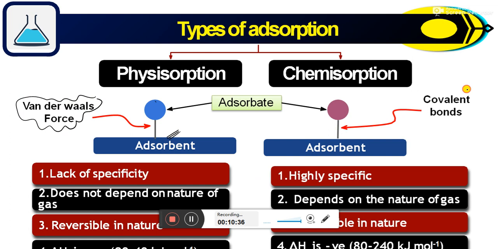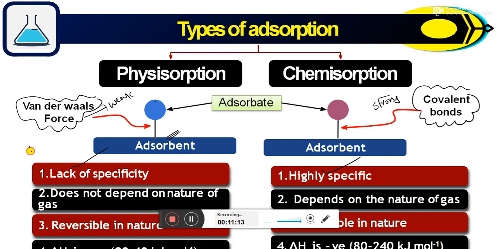In chemical adsorption, there are covalent bonds. You know very well van der Waals forces are nothing but very weak forces, whereas chemical adsorption involves a strong force of attraction. Physical adsorption has no specific nature, but chemical adsorption is highly specific. Physical adsorption does not depend upon the nature of the gas; all gases can undergo attraction, but chemical adsorption depends upon the nature of the gas. Physical adsorption is reversible in nature. Chemical adsorption is irreversible in nature.